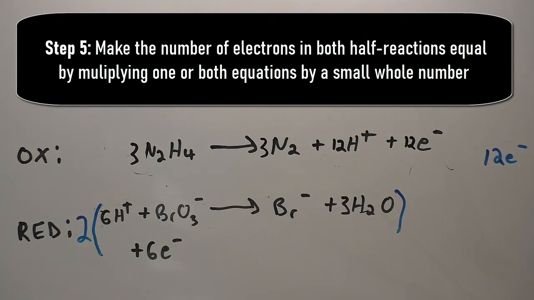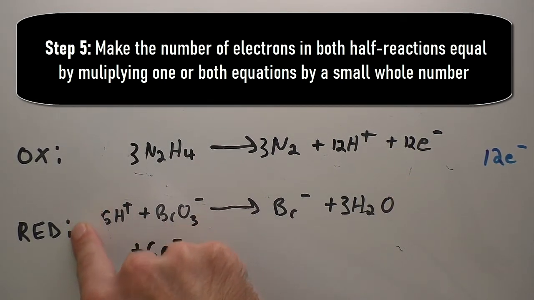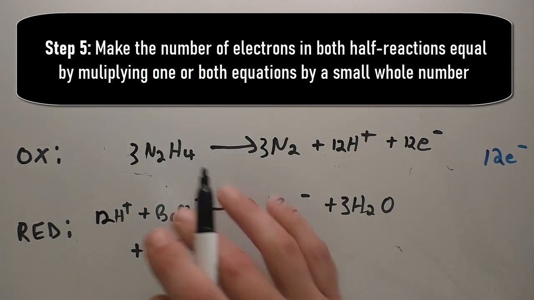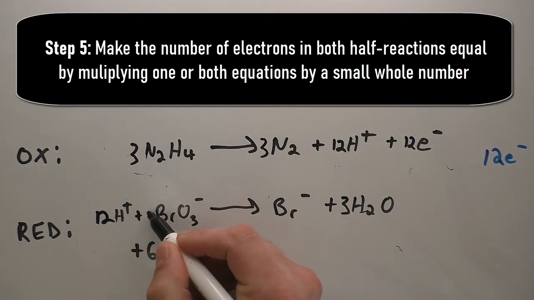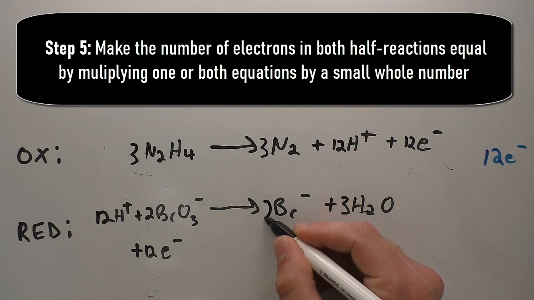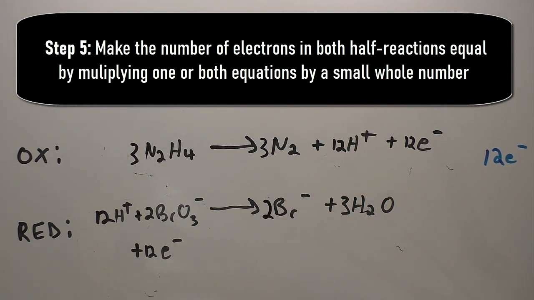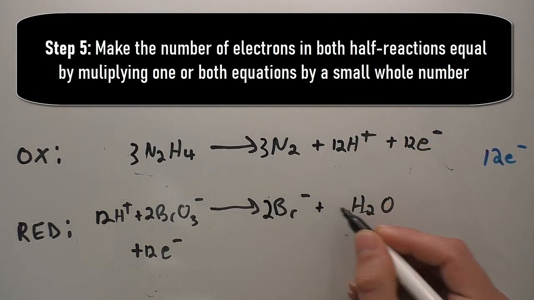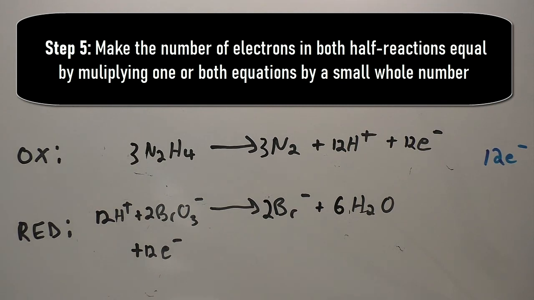And we're going to do the same approach with the reduction half reaction. We're going to multiply everything in that equation by the factor of 2. So the 6 H pluses, we'll multiply that by 2, that'll become 12. The bromate ion, we're going to multiply that by 2, that'll become 2 bromate ions. The 6 electrons, we'll multiply that by 2, that'll become 12 electrons. The bromide ion, we're going to multiply this understood 1 by 2. That'll become 2 bromide ions. And then finally, with the waters, we had 3 waters before. We're going to multiply that by 2, and that's going to become 6 waters.